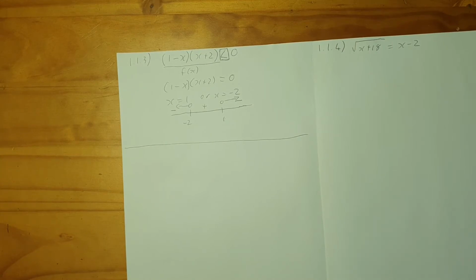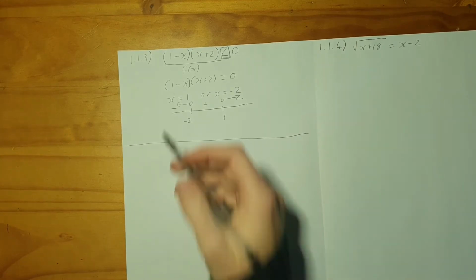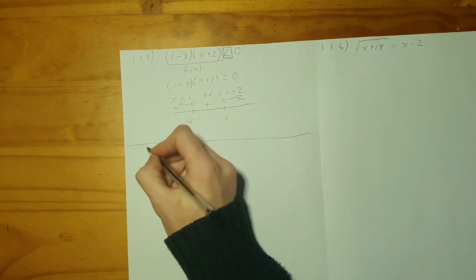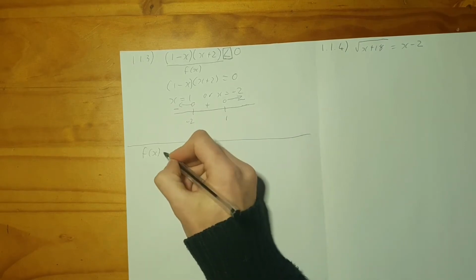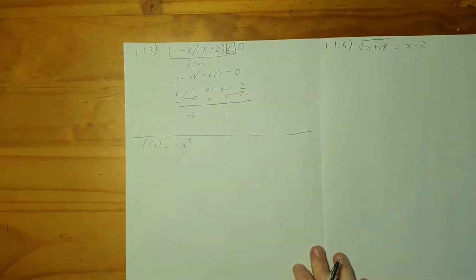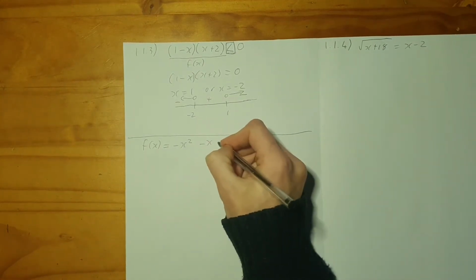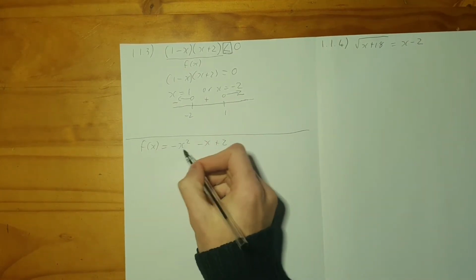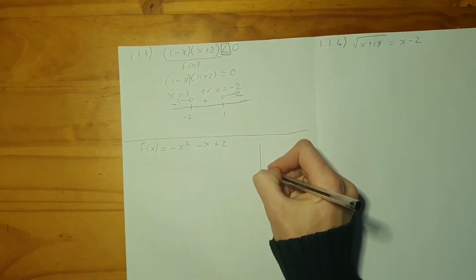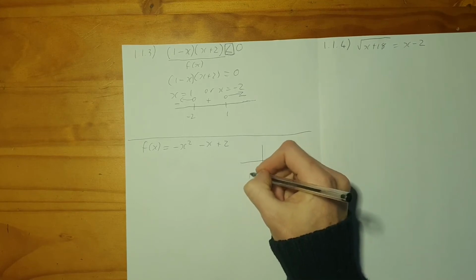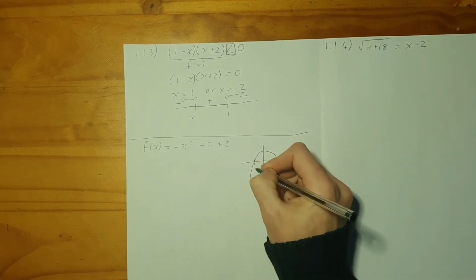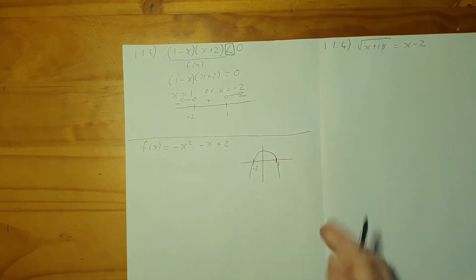I believe it is a better way of doing it. So if you FOIL out this expression over there, f of x, that's what I've called it, will then give you negative x squared minus x plus 2. Okay, so we can see it's a negative parabola. So it's going to look something like this. Plus we know that the intercepting points are at negative 2 and 1. Okay, it's not drawn to scale.